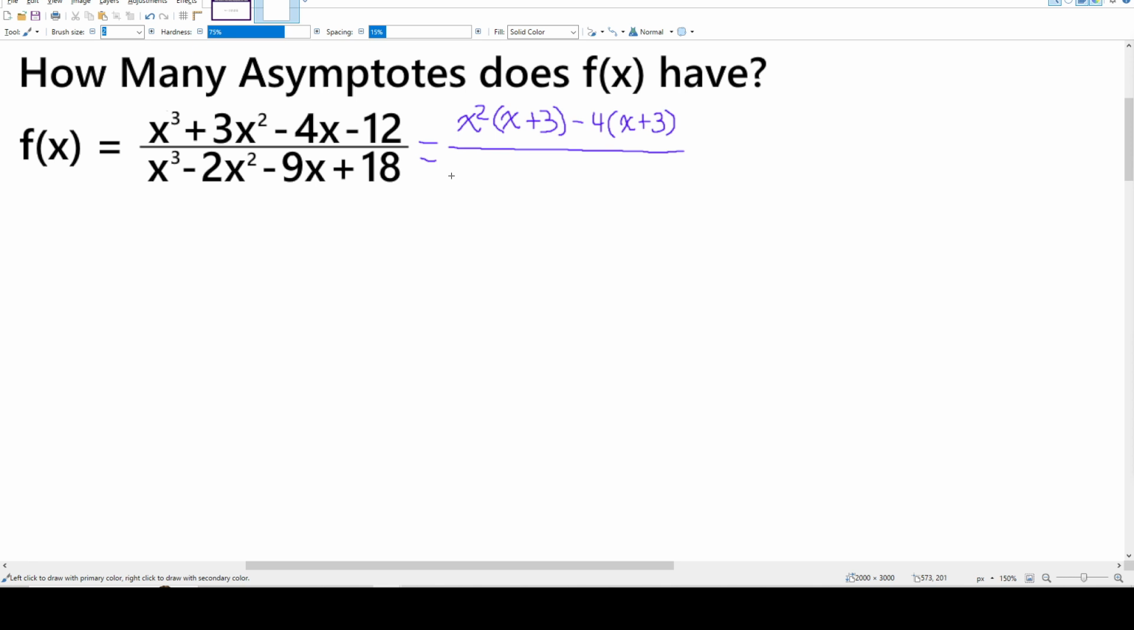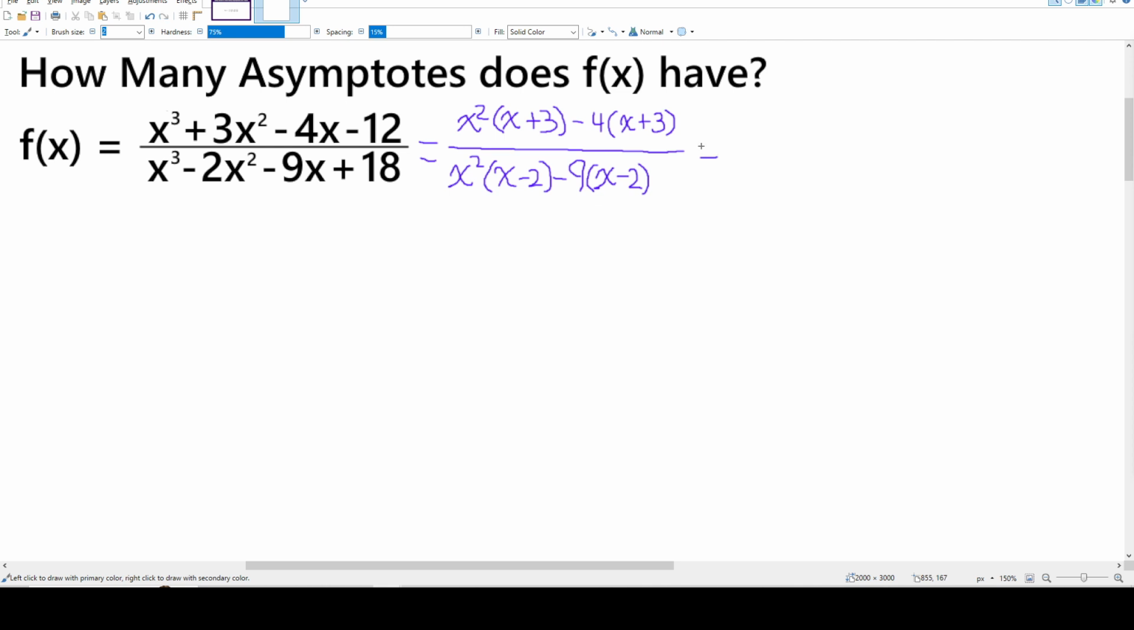So same deal, we're going to pull an x squared term from x cubed minus 2x squared, leaving us with x minus 2. And from negative 9x plus 18, we could remove either, but you're going to see that if we remove a negative 9, it just works better. So negative 9 times x minus 2. And that again gives us a common factor.